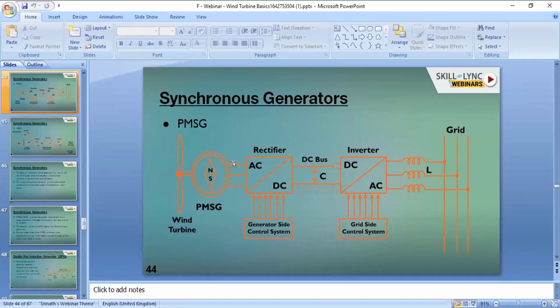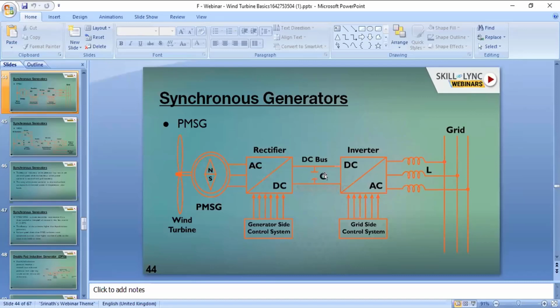This stator winding is given to a rectifier, which converts the voltage generated by the permanent magnet synchronous generator to DC. Here what we will get will be variable, as the wind speed is not constant. We will get variable DC voltage at this rectifier. This variable DC voltage goes on to the DC bus.